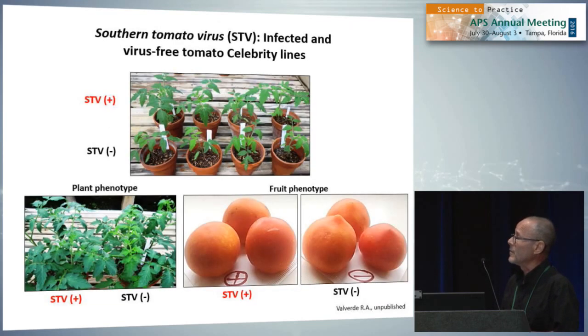Now, in the case of tomato infected with southern tomato virus, similarly, the plants were very similar. Maybe the one that was negative was a little bit slower in growing, but eventually they grew the same. There was a minor difference in fruit morphology, but that could be due to genetics. There's just no difference between the infected and the healthy.